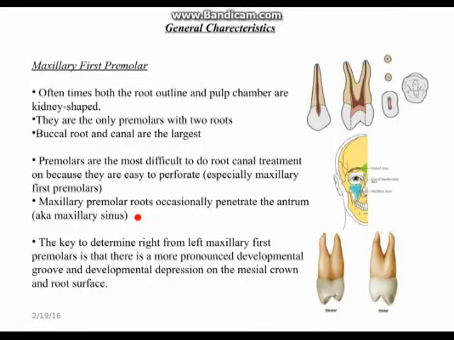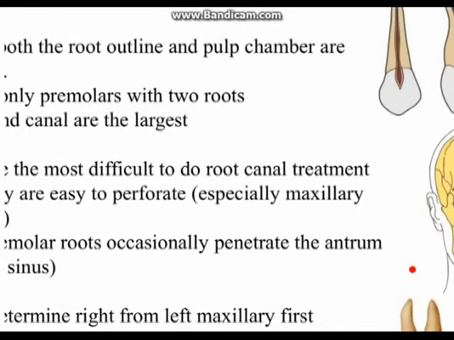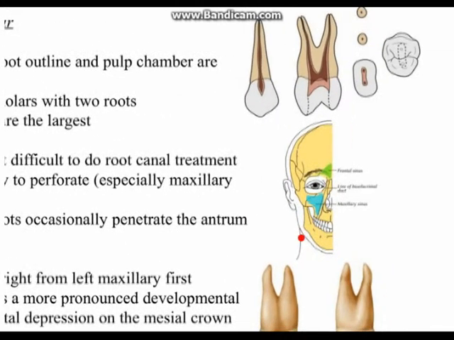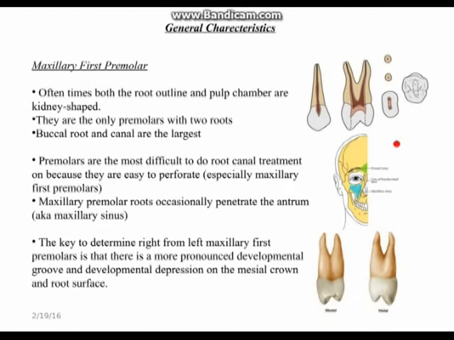So just be careful. Maxillary premolar roots occasionally penetrate what? So the answer is the maxillary sinus. I put a picture over here for you guys, just as a reminder. I'm sure you know what it is. It's just this triangular sinus shape that is right on top. Sometimes it spreads between the canine up until the third molar, from the premolars to the molars. So just keep that in mind in case you want to extract the tooth.